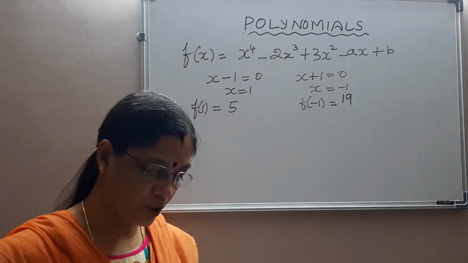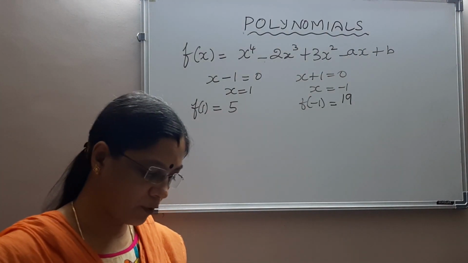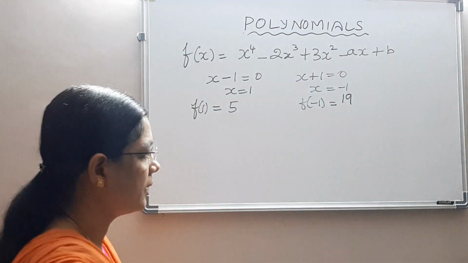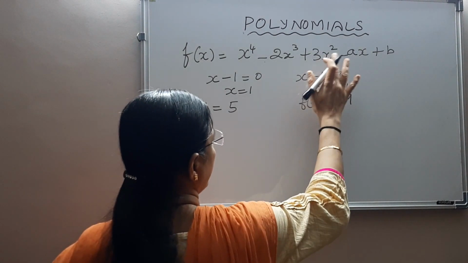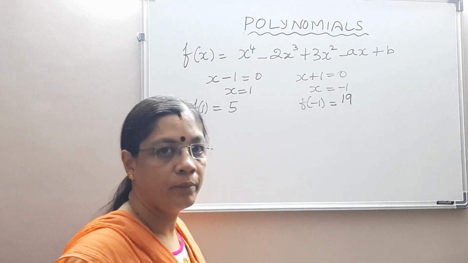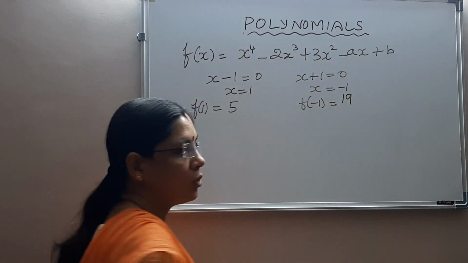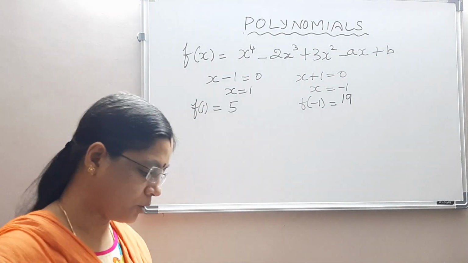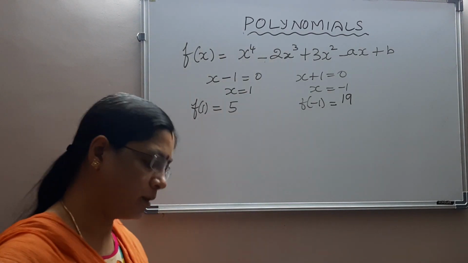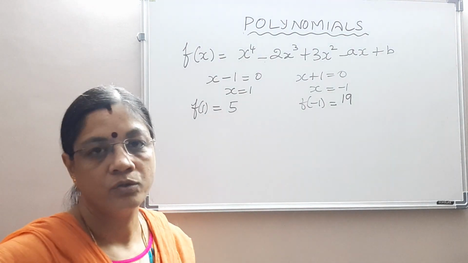With this, what you need to do is determine the remainder when f of x is divided by x minus 2. So now what they are asking is, after you find a and b, substitute the values of a and b in the given polynomial. You will get a full polynomial with all values known. And now you should find the remainder when that f of x is divided by x minus 2. So what do we do?